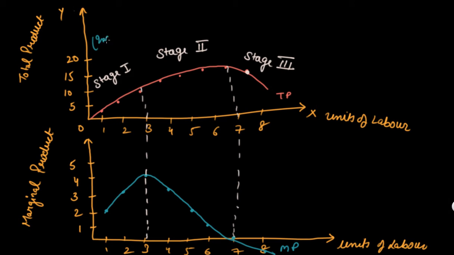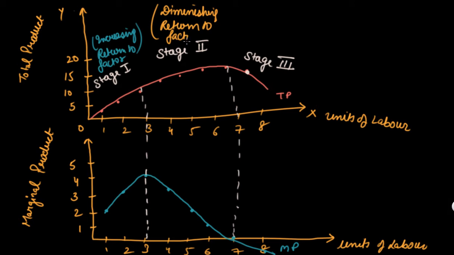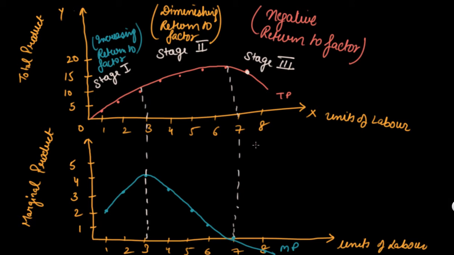Your stage 1 is increasing return to factor. Your stage two is diminishing return to factor. And your stage three is negative return to factor. So this is how we have explained the stages: stage one, stage two, and stage three.